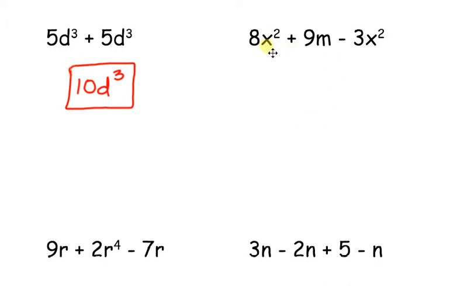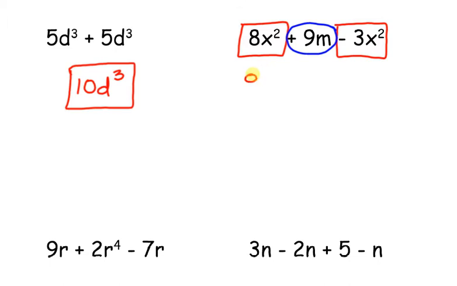Okay, over here I have an x to the second power, an m, and an x to the second power. So I'm going to figure out what my like terms are. And again, you could highlight them different colors. You can use different shapes around them. Whatever works for you. Okay, so let me work with the x squared first. So I have 8x to the second power, and then that's a minus 3x to the second power. So the variables and the exponents are the same, so I'm going to ignore them. What is 8 minus 3?